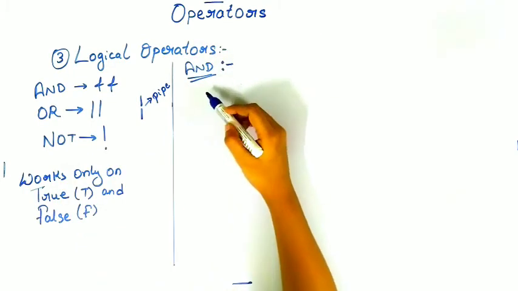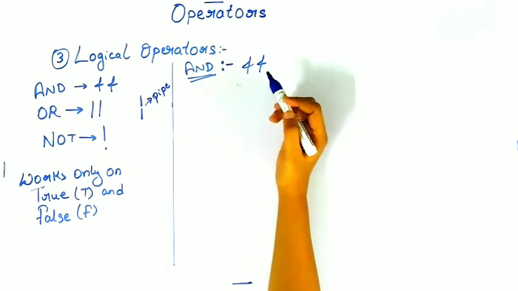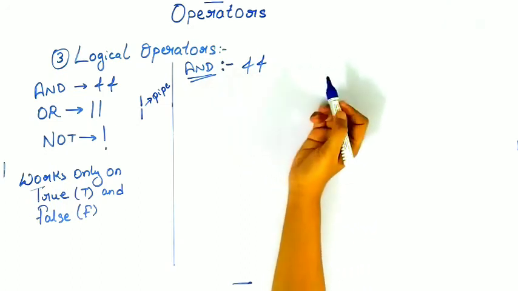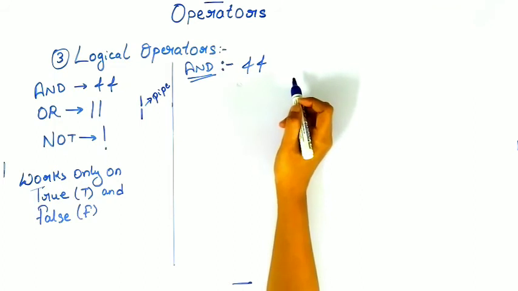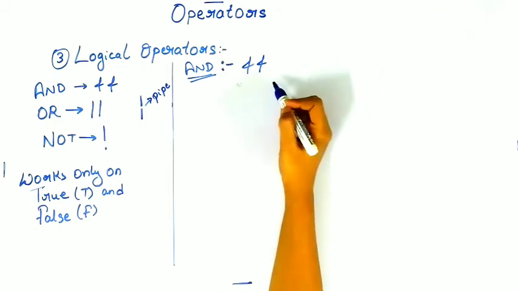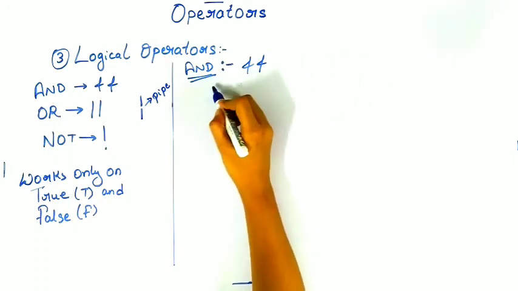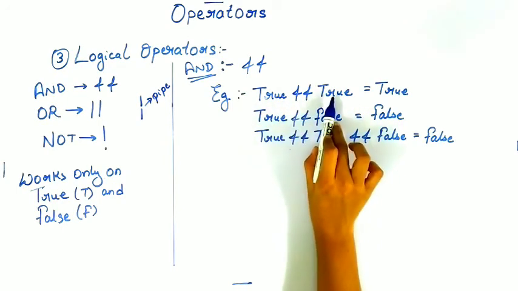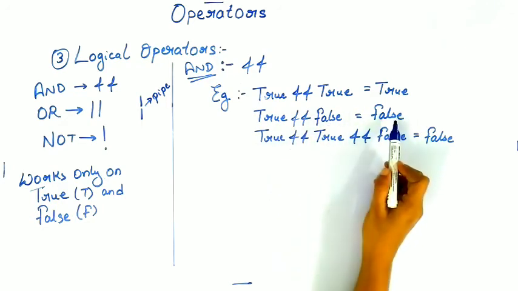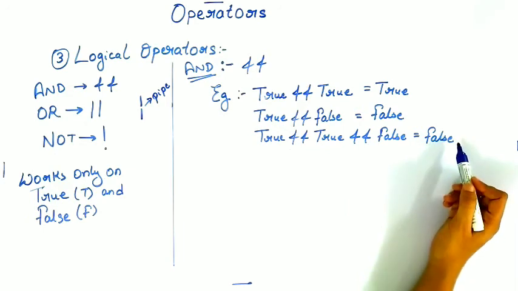First comes the AND operator. The AND operator will return a true value if all the conditions which are being compared are true, and if any one of them becomes false, then it will return a false value. For example, see, true and true returns true, true and false returns false.